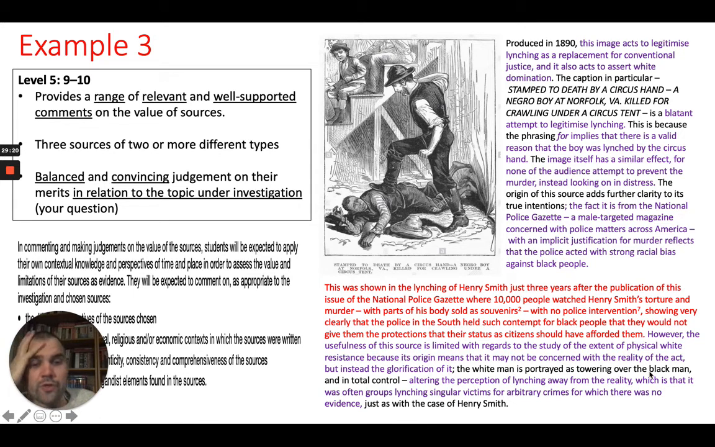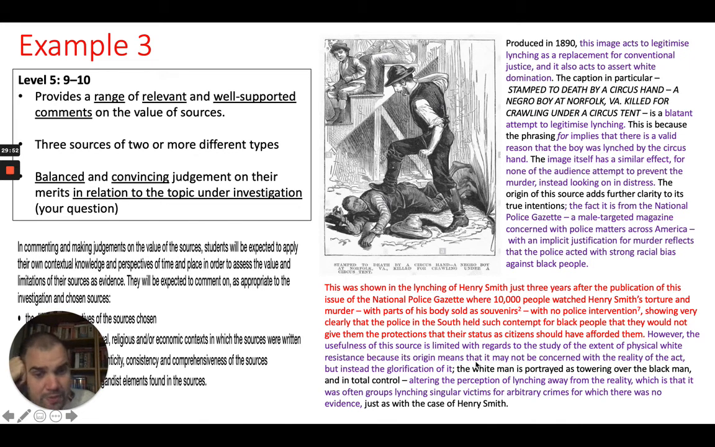So, however, the usefulness of this source is limited with regards to the study of the extent of physical white resistance, because its origin means that it may not be concerned with the reality of the act, but instead the glorification of it. So he's saying here that the source is in some ways limited by the fact it is from this National Police Gazette magazine, that maybe they are not depicting the reality of what lynching actually looked like, but they're instead trying to glorify it, right? Because you've got this white guy standing over this black guy, etc. And we'll get into that in his analysis now.